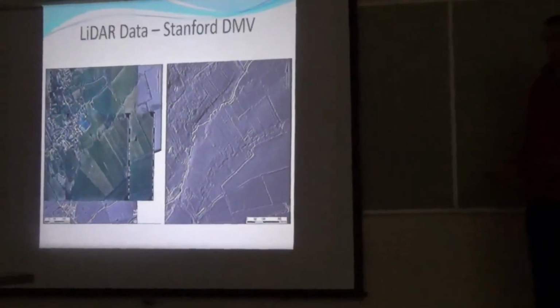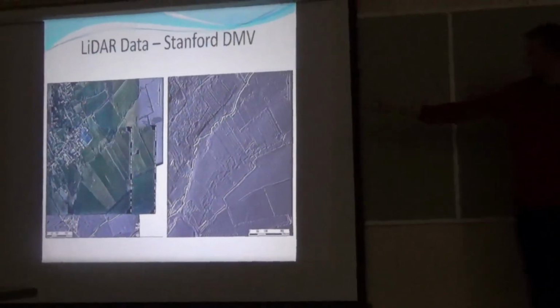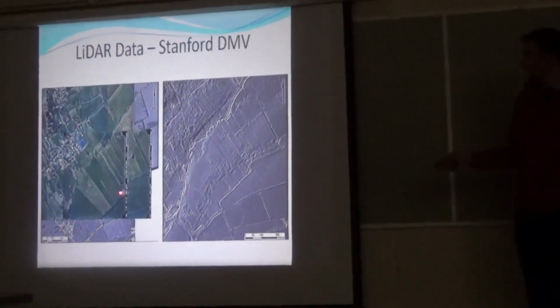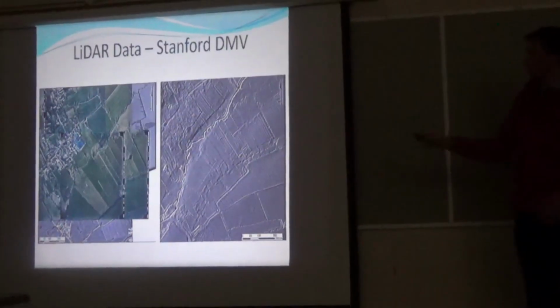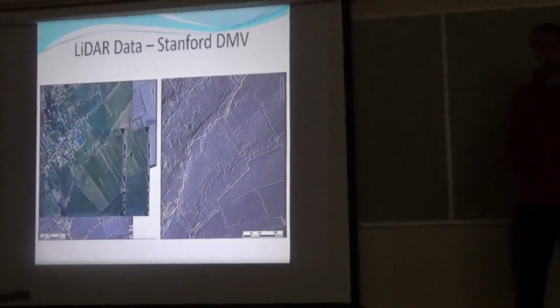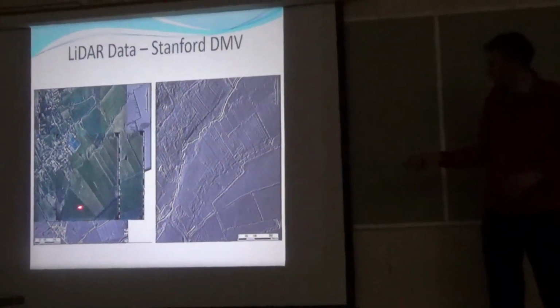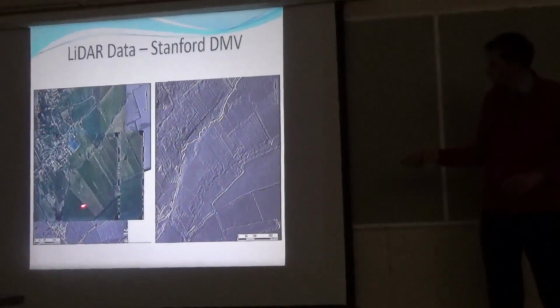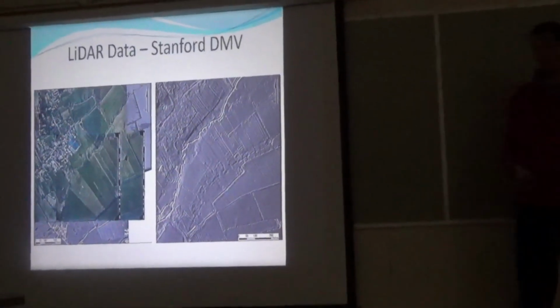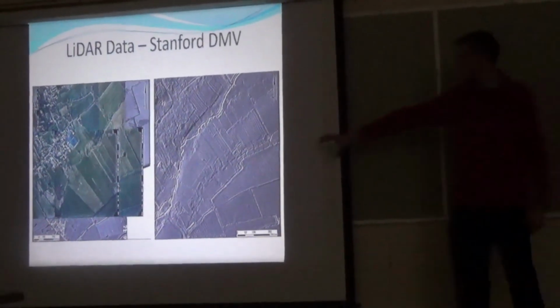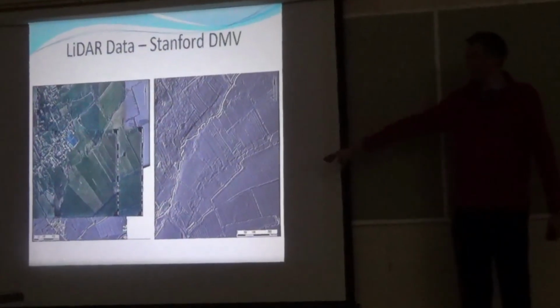An example of what you're going to see: the right-hand image is aerial photography of Stamford's DMV, a deserted medieval village. With an eye of faith, you might be able to see a trackway running through here. That's about it. This is the LiDAR data of the exact same area.